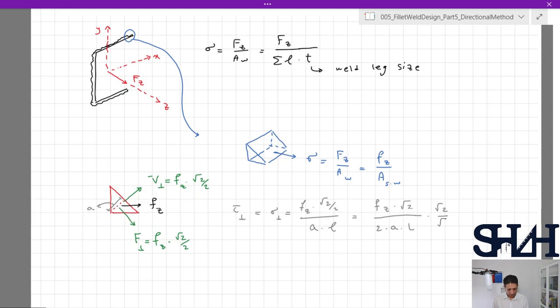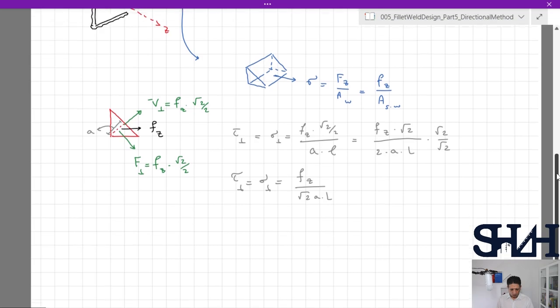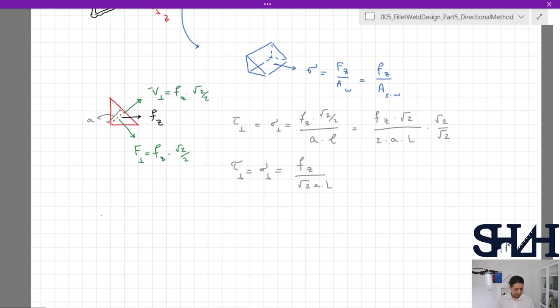And if I multiply by square root of 2, then tau perpendicular and sigma perpendicular will be Fz divided by square root of 2 times a times l. And if you wanted to calculate based on what we learned earlier, you calculate that sigma is Fz divided by t times l. You can see that the difference between these two results is only in terms of what is substituted for t. So here t is substituted by square root of 2 times a.